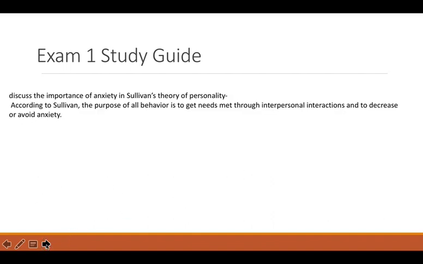The key element to Sullivan's theory is the avoidance of anxiety, the reduction or the avoidance of anxiety. He was one of the forerunners in our current understanding of personality, but he really thought everything was in response to reducing or avoiding anxiety.